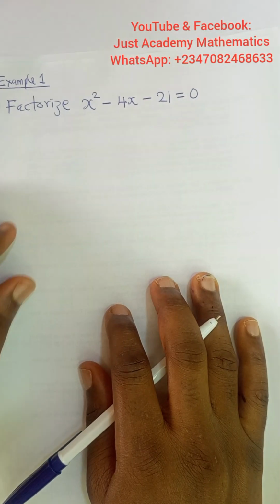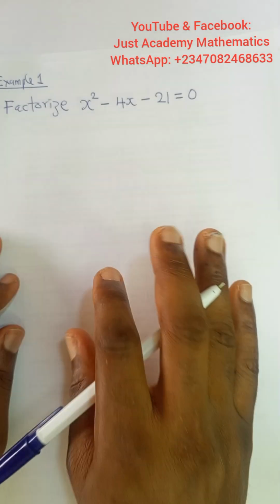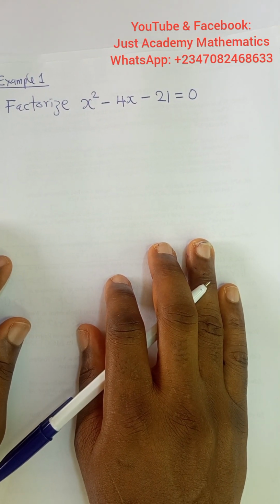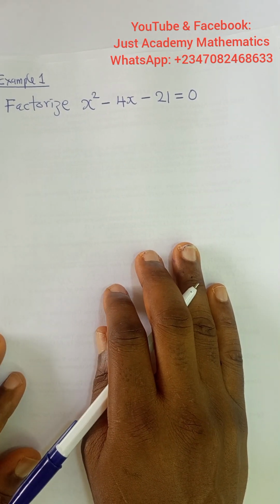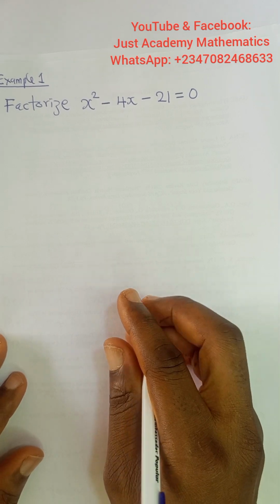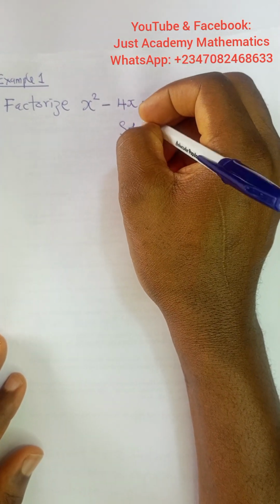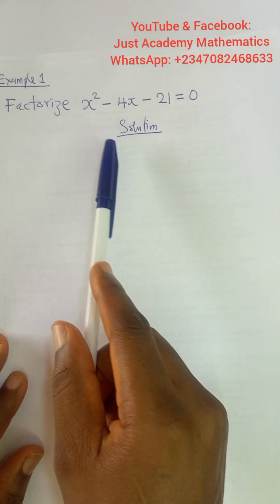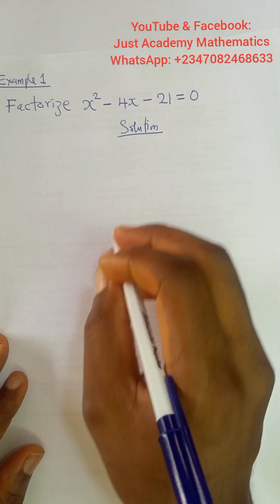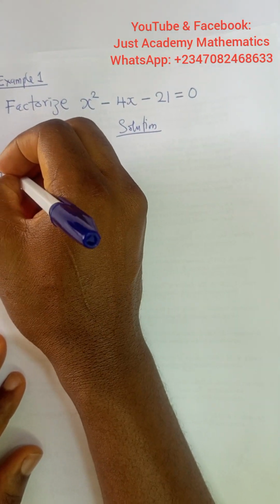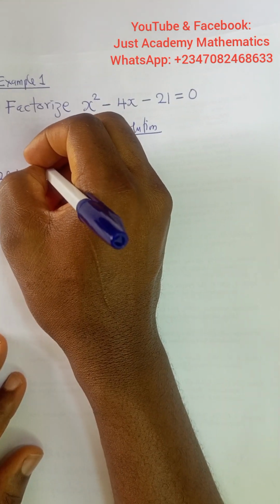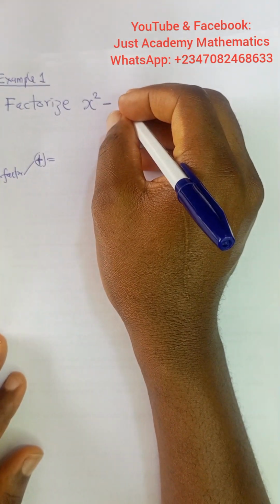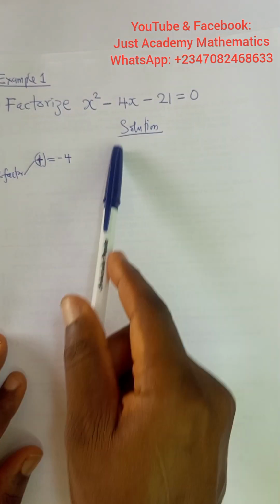Let's start with this. Example 1. Factorize s squared minus 4s minus 21 equals 0. So if you have followed what I said, the general rule says that you look for what? You look for two numbers. Two factors that when you add these same two factors, it will give you b. What is b? b is minus 4 here.